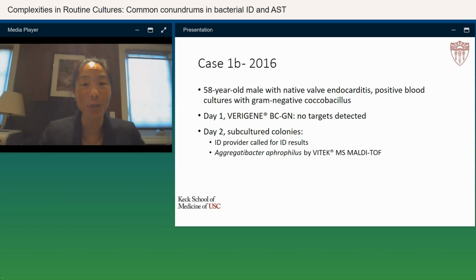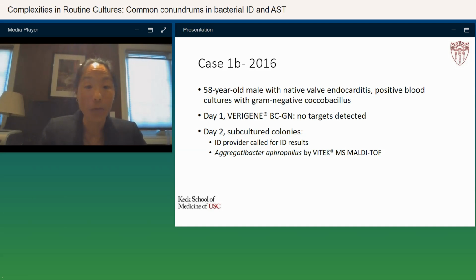Okay, fast forward 2 years. Remarkably, we had an almost identical case present. And what a difference it makes to have a rapid and accurate method of organism identification in the MALDI-TOF that had been implemented by this time. So this is a 58-year-old male with native valve endocarditis, and again, had positive blood cultures with a gram-negative coccobacillus that was fastidious. And that first day off of that positive blood culture, we had by then implemented the molecular gram-negative panel of the Verigene line, and that had no targets registered on the results.